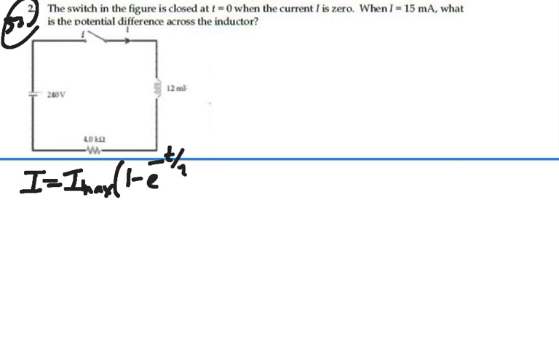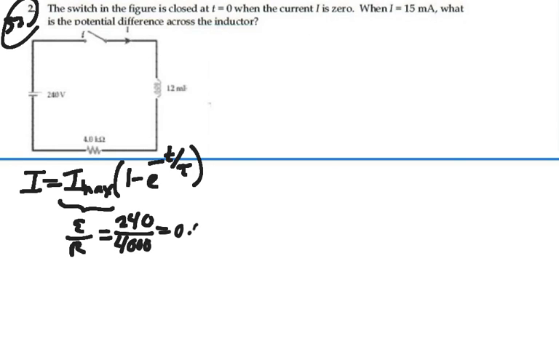Okay, in general, our current is equal to our maximum current times 1 minus e to the negative t over tau. And our maximum current is equal to the voltage divided by the resistance in the circuit. So in this case, that would be 240 volts divided by 4,000 ohms, and so that would be 0.06 amps or 60 milliamps. So our current for all time is looking like this: 0.06 amps, 1 minus e to the negative t over tau.